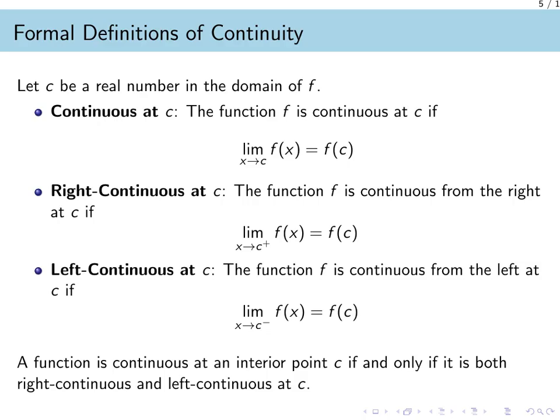We can also look at this from one side at a time. A function is right continuous if its limit approaching c from the right, meaning from larger values, equals the function's value. Likewise, it is left continuous if the limit from the left, or smaller values, matches the function's value. For example, at the left endpoint of a closed interval, we only need right continuity for the graph to feel connected. The key takeaway is that for a function to be fully continuous at any interior point, it must be both right continuous and left continuous there.